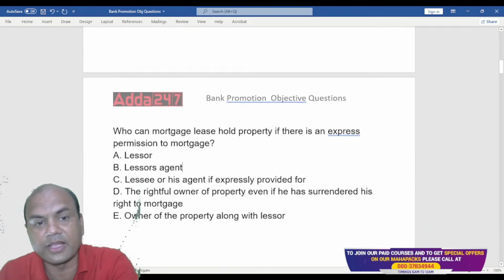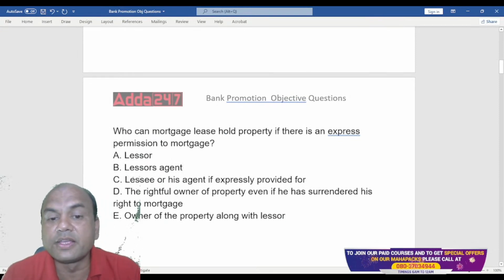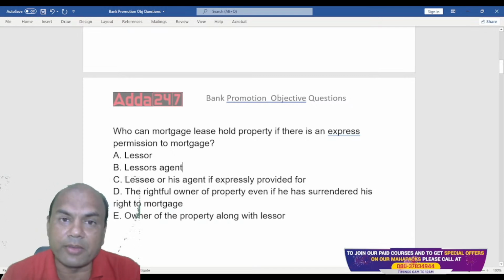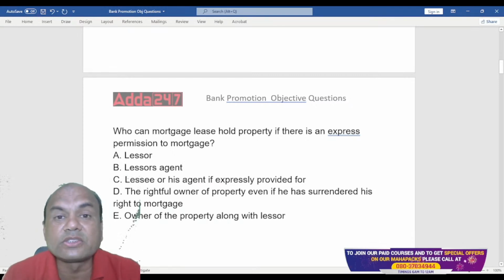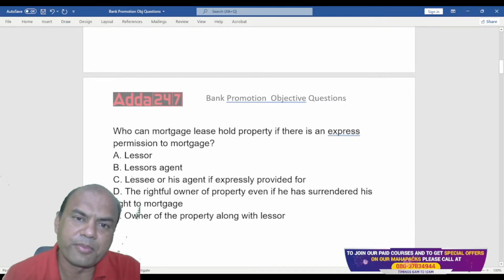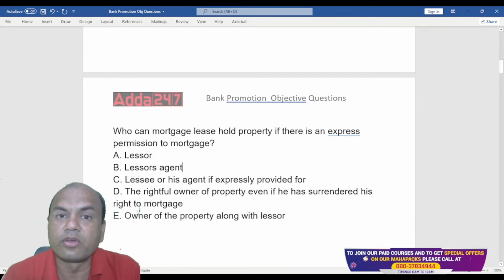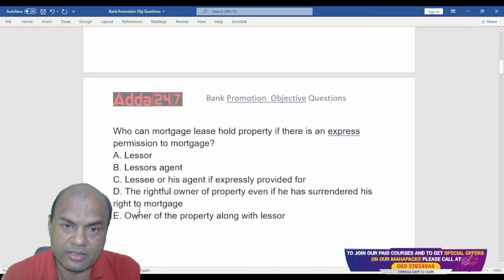Got it? Next one. Who can mortgage leasehold property if there is an express permission to mortgage? Who can mortgage leasehold property? Suppose I have a property and I have given it on lease to you. Lease means it's a sort of rent, a lease agreement. So I have given it on rent to you. Simple. Who can mortgage this property? Can you mortgage this property? When I give you on lease, I become the lessor. You become the lessee.